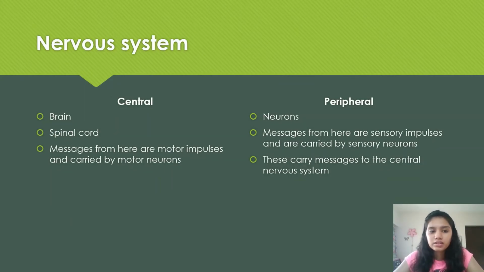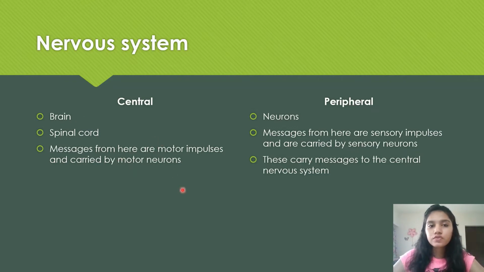Okay, so the first thing that you need to know about the nervous system is that there are two components, the central nervous system and the peripheral nervous system. The central nervous system comprises two parts, your brain and spinal cord. Your spinal cord is enclosed in your backbone, your vertebral column, and your brain is enclosed in your cranium, in your head, you know that.